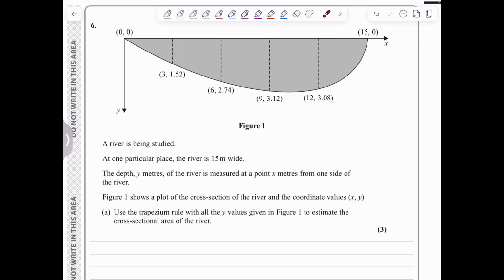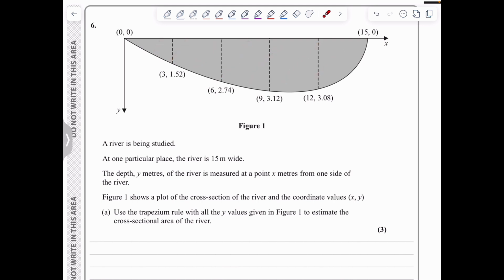In question 6, we're studying a river, and at a particular place, the river is 15 meters wide, so that's the 15 there on the x-axis. Now we need to use a trapezium rule with all the y values to estimate the cross-sectional area of the river. So we need to estimate this area here.